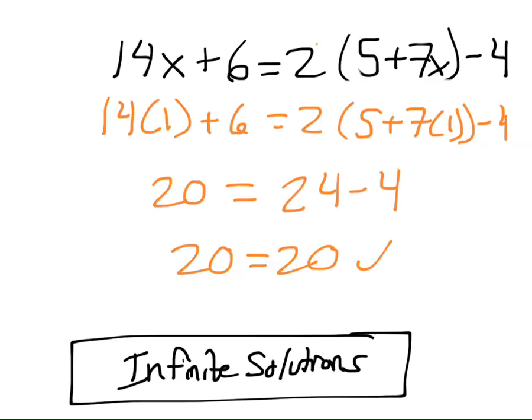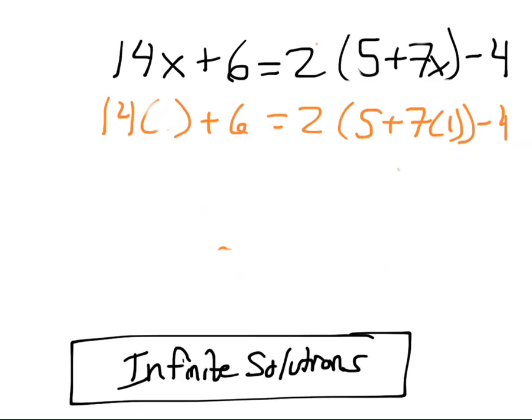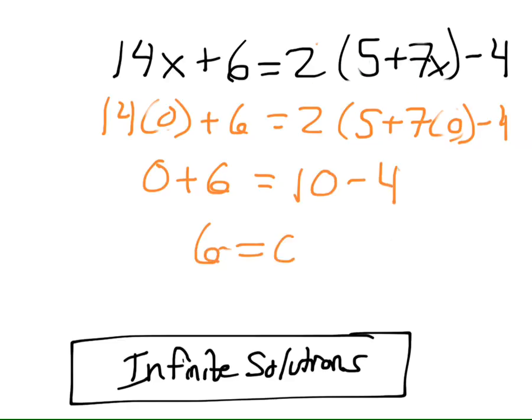And I plugged in 1 for x. If I went back to that problem, but let's say instead of plugging in 1, let's plug in 0. Because according to this, I should be able to plug in anything and it'll always be true. 14 times 0 is 0, so I get 0 plus 6. 7 times 0 is 0, and 5 plus 0 is 5. And 2 times 5 is 10. I get 10 minus 4. I get 6 equals 6. That's also true. And I could just keep going. I could keep plugging stuff in for x, and I'm always going to get a true statement here. That's what it means to have infinite solutions. There's not just one answer x can be to make this true. There are an infinite amount.